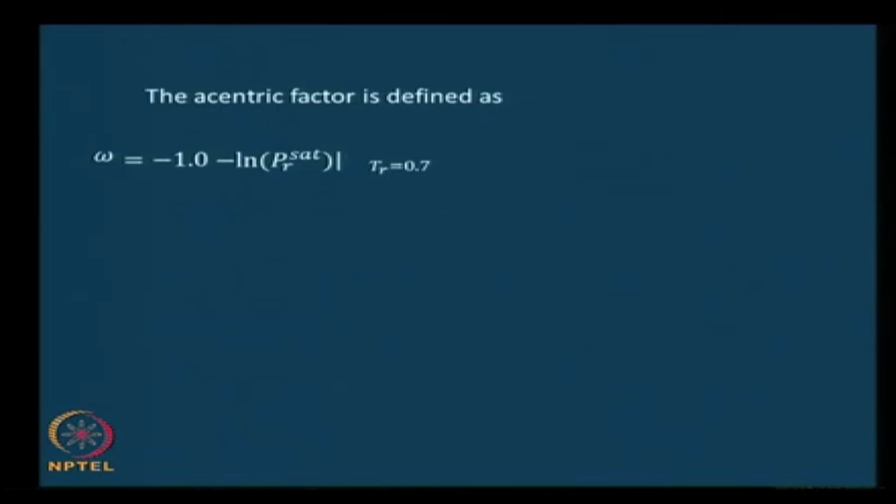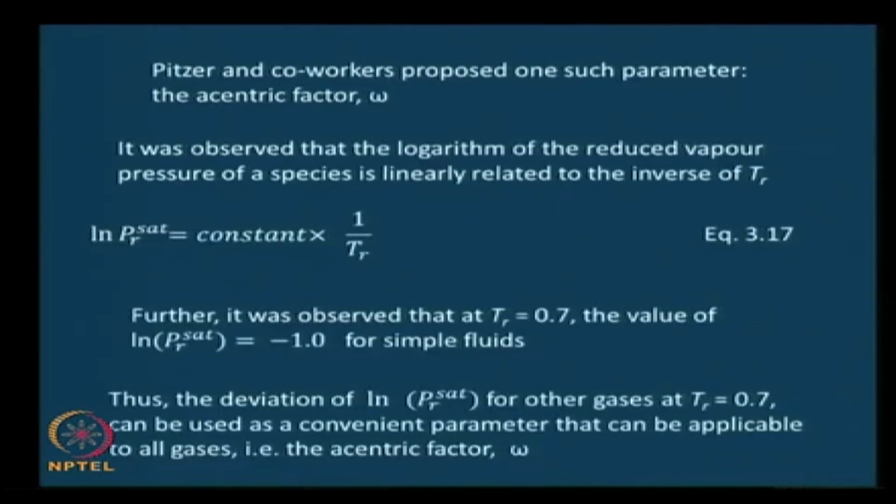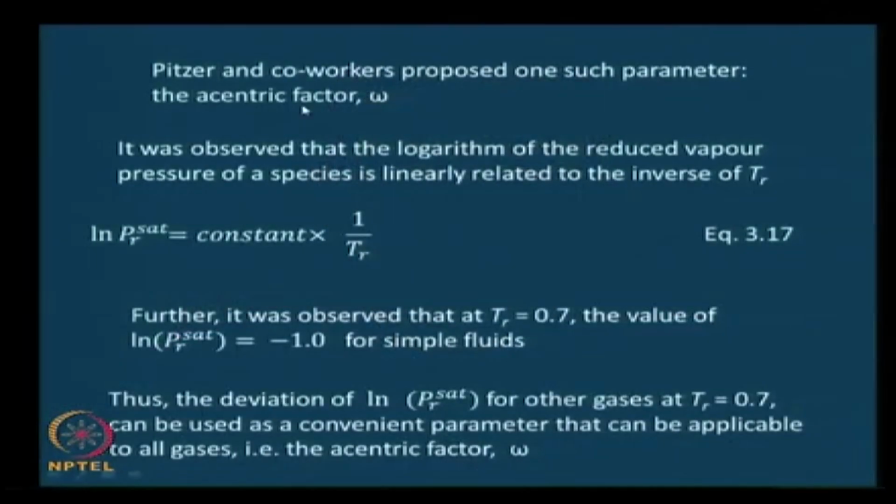Let me repeat this once again for completeness. The 2 parameter theorem said that at the same reduced temperature and reduced pressure, all gases have the same compressibility factor, and then they found that that theorem was applicable only to simple fluids and not to all fluids, not all gases, and therefore the way of improving the 2 parameter theorem was to bring in a third parameter, and search for the third parameter led to something called an acentric factor by Pitzer and co-workers.